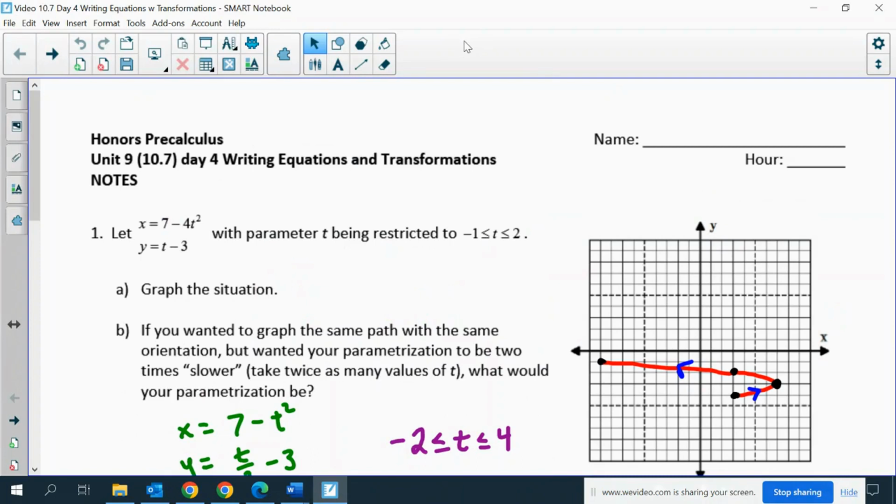The following video is about writing equations in parametric form and transformations of parametrics. So the first question, if I graph x and y, given that t is between -1 and 2, I would end up with this parameterization in this graph here. So that's something that we're pretty well aware of.